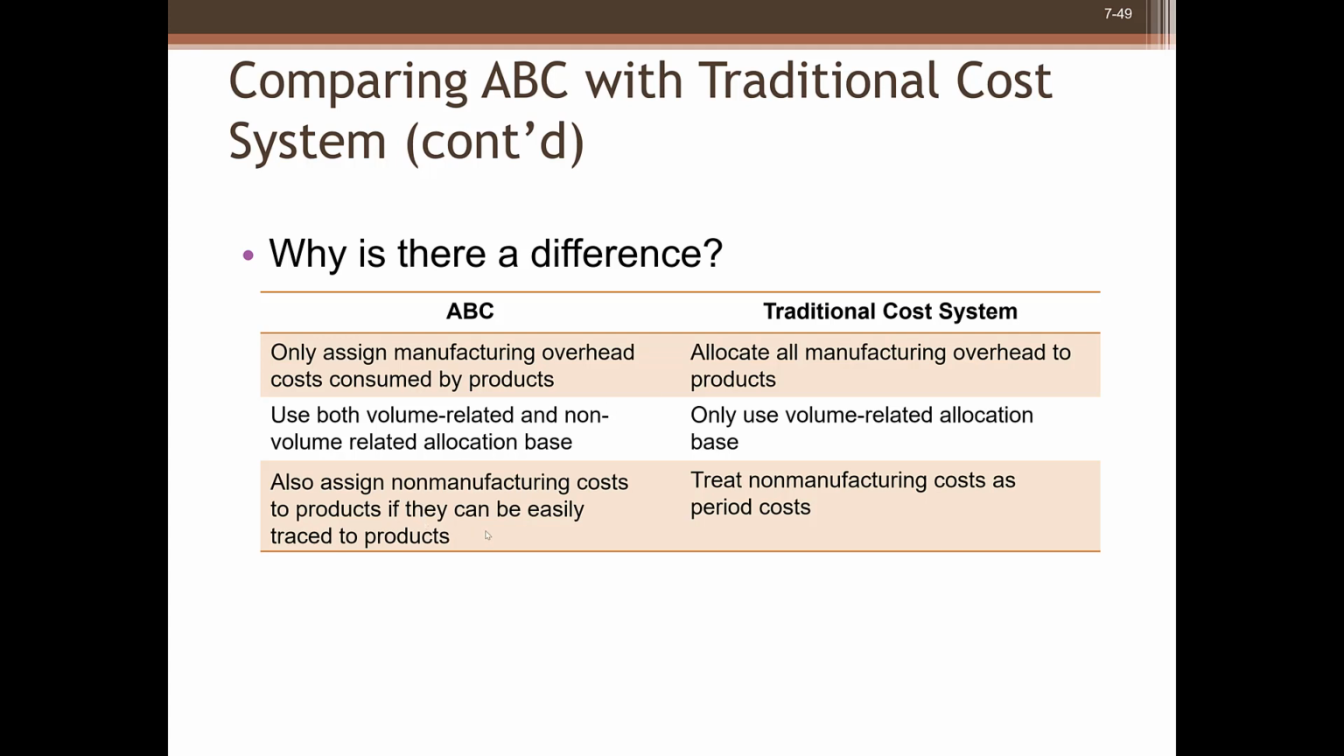Third, the ABC system directly traces non-manufacturing overhead to products if they can be easily traced to products, such as shipping costs. But the traditional costing system treats non-manufacturing costs as period costs. So all non-manufacturing costs, including selling and administrative costs, will be expensed right away.